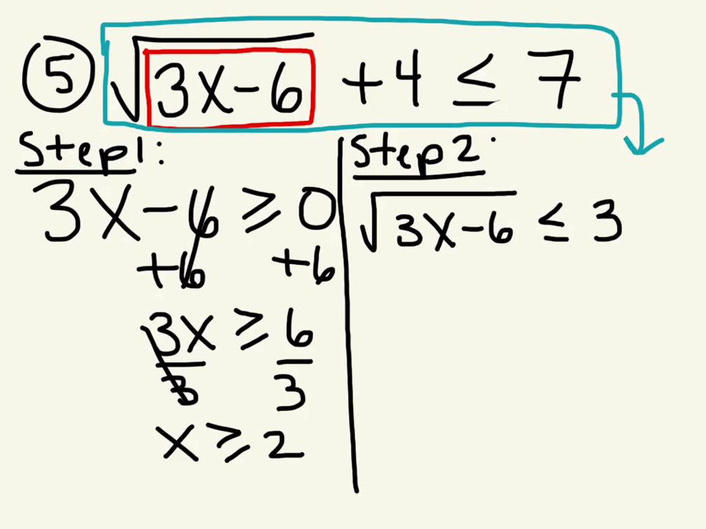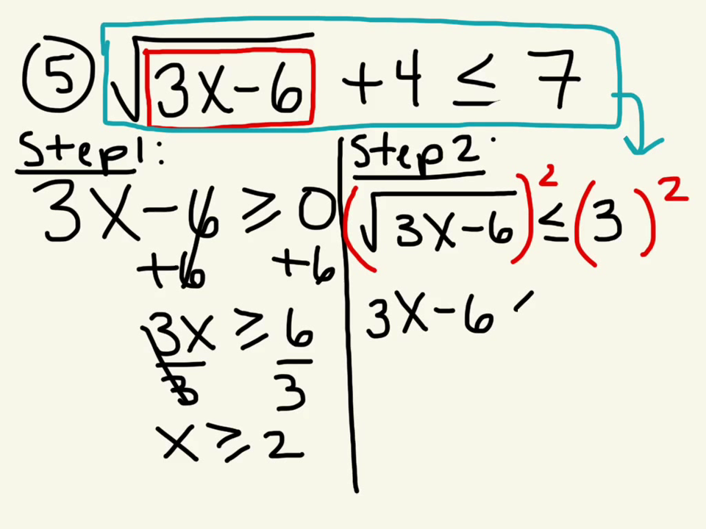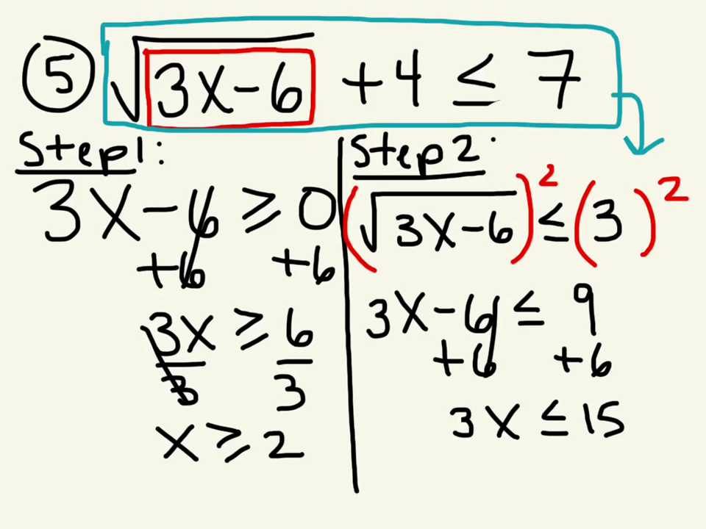Then what I want to do is raise both sides to the second power in order to eliminate my radical from the left side. So we end up with 3x minus 6 is less than or equal to 9. Now let's isolate the x completely, adding 6 to both sides. We end up with 3x is less than or equal to 15. Dividing both sides by 3, finally we end up with x is less than or equal to 5. So, our number line has now been broken up into values greater than 2 or less than 5.